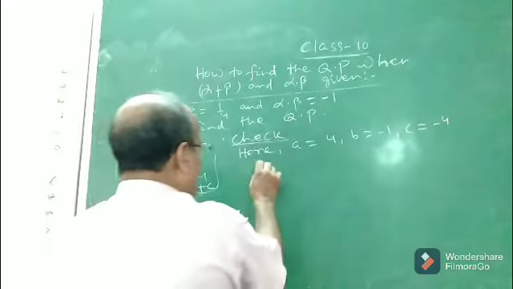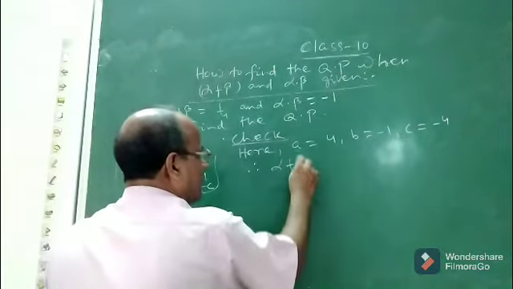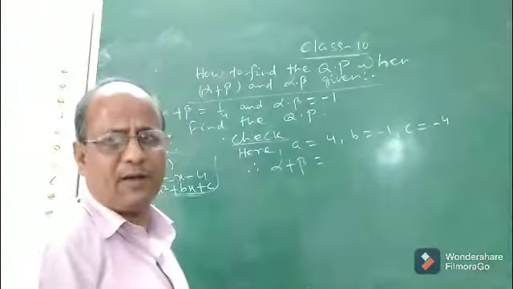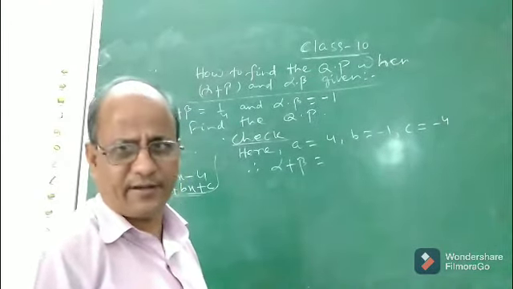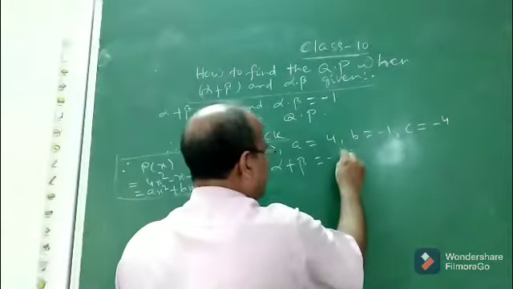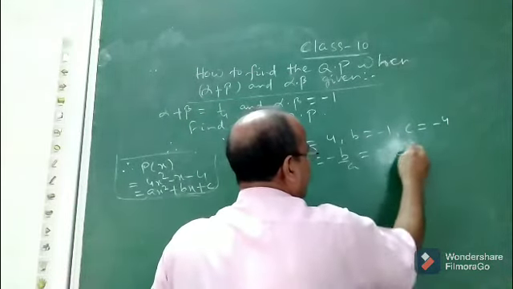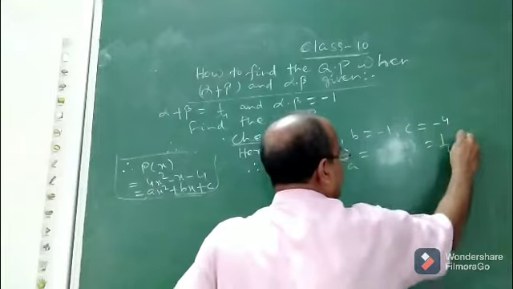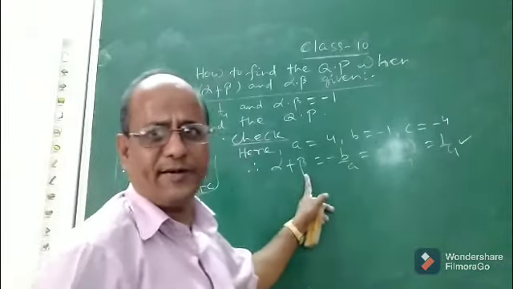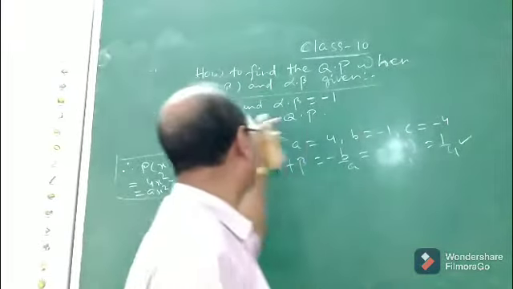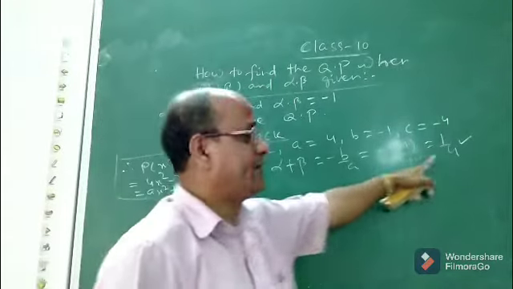Okay, let us see. So what is the sum of zeros? Alpha plus beta. You know the formula. What is the formula? It is minus b by a. So write down minus b by a. Now put the value of b. Minus of minus 1 by 4, it is 1 by 4. See, children, what is the value of alpha plus beta we got? We got 1 by 4 and it is also given. So alpha plus beta is 1 by 4.